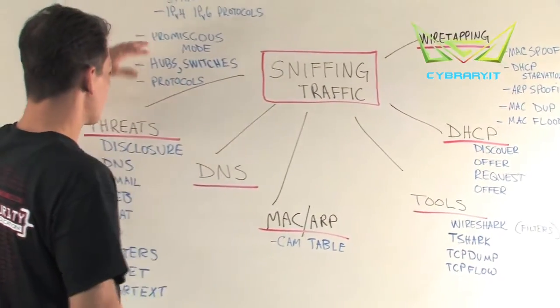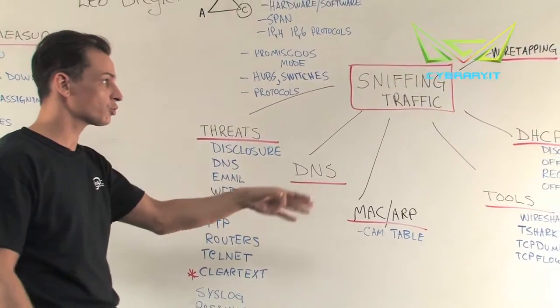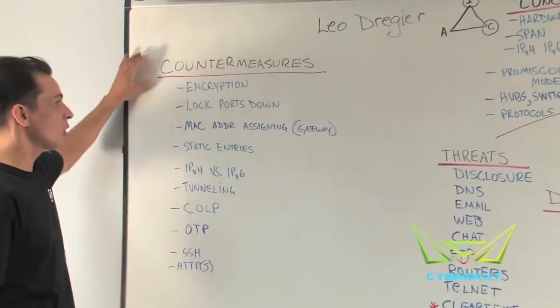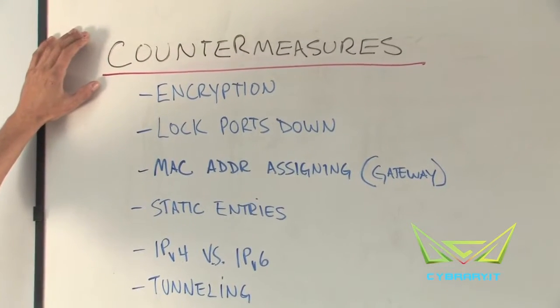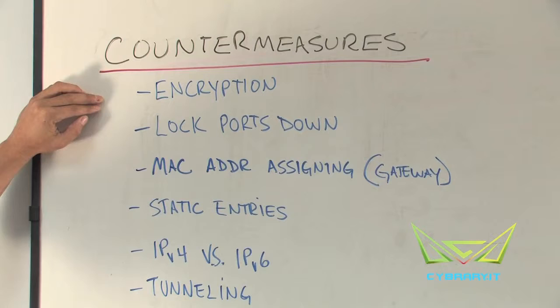So we talked about concepts, we talked about the threats, we talked about the different protocols and the tools that are in play. Let's look at some of the countermeasures. So since the obvious attack here is on confidentiality, well, encryption is going to, from a defensive point of view, encryption in any way, shape, or form is going to be your best friend.